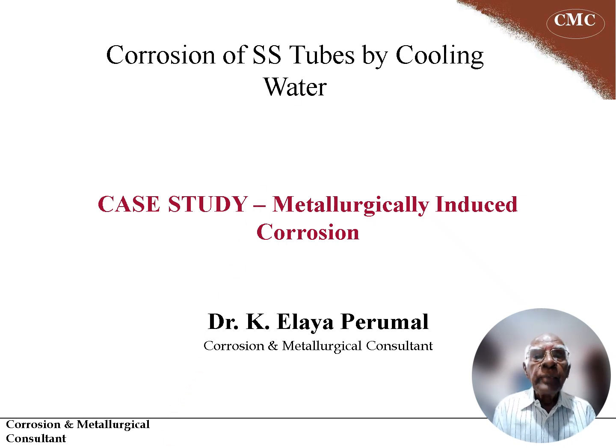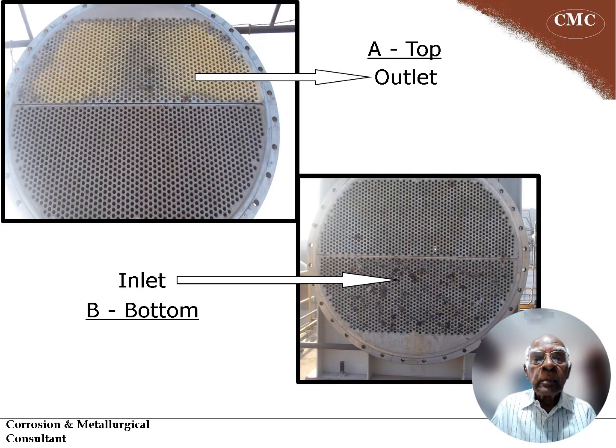Hello all, welcome to this presentation of a case study involving unexpected corrosion of stainless steel tubes by cooling water. This has happened in an ammonia cooler. Ammonia in a compressor gets slightly heated and that needs to be cooled by cooling water.